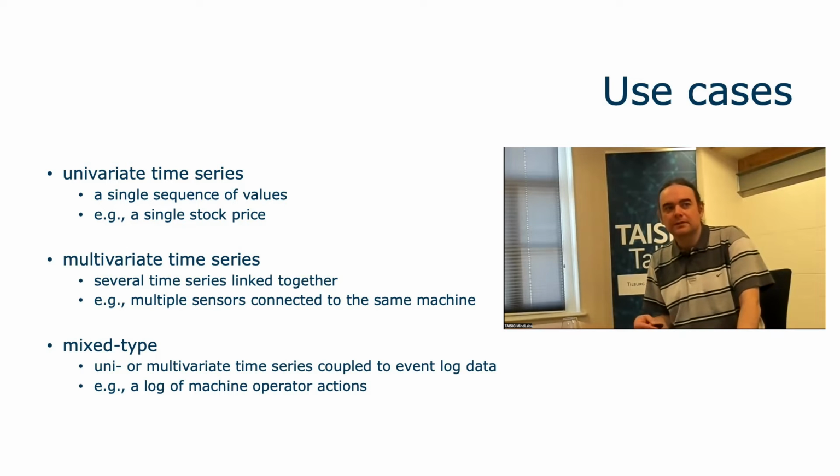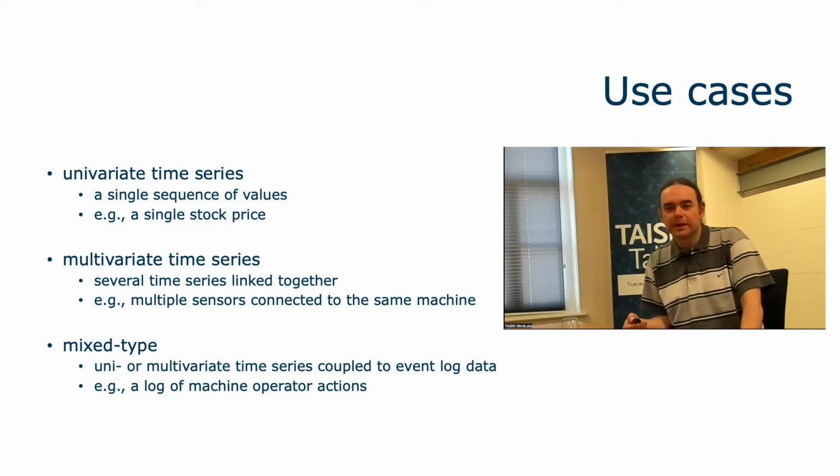An example of this is, again, you have a machine, you have some sensor data being collected about that machine, but you also have an event log, a log of, for example, what a machine operator does with that machine, which can happen at all kinds of irregular time intervals. For example, why is this relevant?